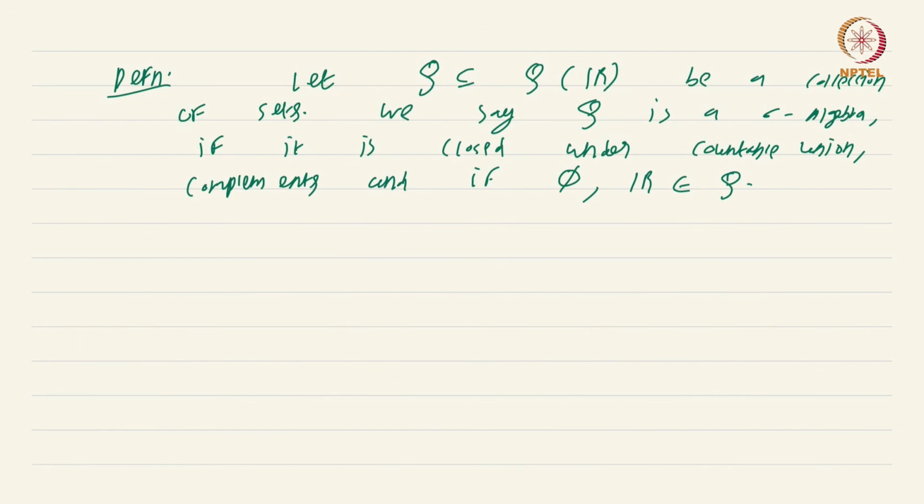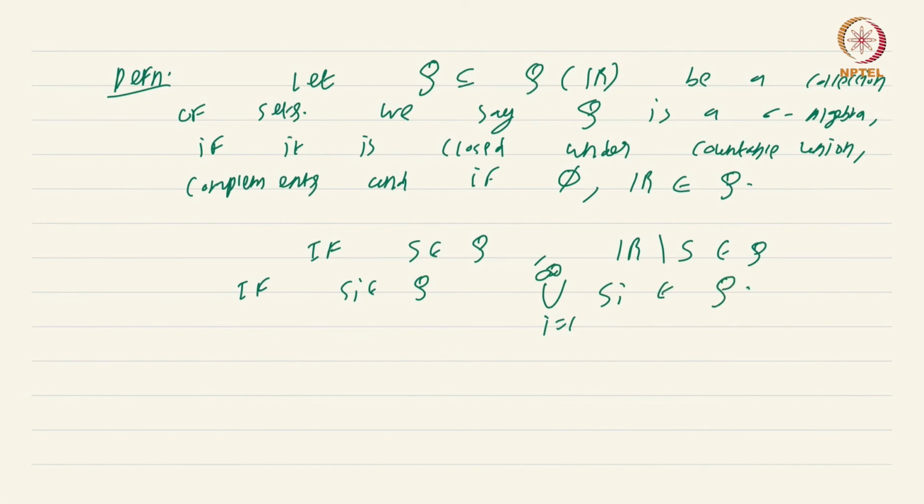A collection of sets such that the empty set and the whole real numbers are in it, and this collection should be closed under countable union and complements. Closed under complement means if S is an element of P, then R minus S is also an element of P. If S_i are in P, then the union for i equals 1 to infinity of S_i is also in P. Okay, so why am I making this definition? Well, it can summarize all the properties that we have.